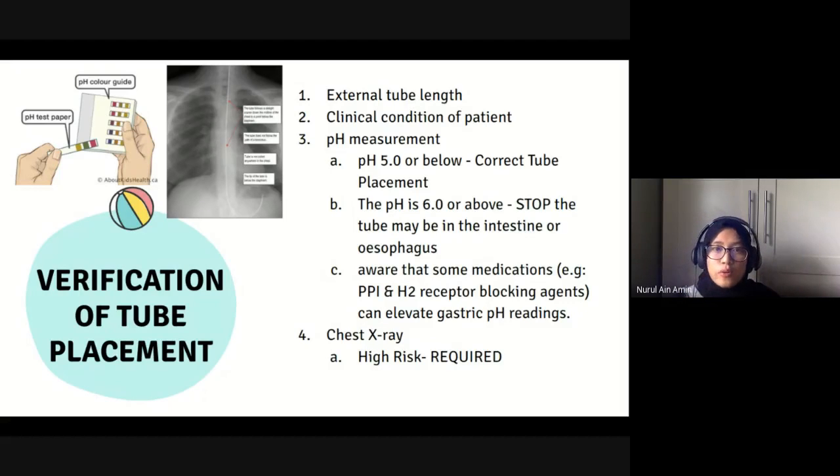And then next, we should always check the pH measurement. If the pH is 5 or below, that's the correct tube placement, as we know that the stomach is very acidic. So if it's 5 and below, then it's right that we are in the stomach. However, if it's 6 or above, we should stop because it may be in the intestine or esophagus. However, we should always be aware that some medications, such as proton pump inhibitors or H2 receptor blocking agents, can elevate the gastric pH readings, so it won't be as acidic.